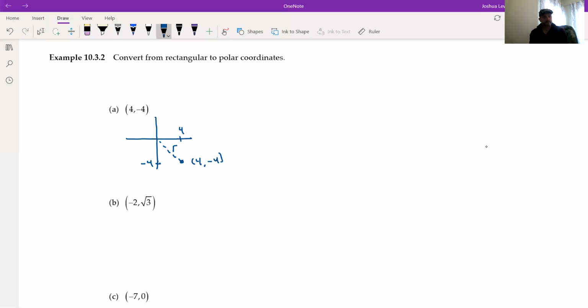There's my radius. And if I want, do a positive theta, there's my theta, okay? Well, let's look at the radius. X squared plus y squared equals r squared. So we're going to get 4 squared plus 4 squared equals r squared. And so 32 is equal to r squared. So our radius is going to be 4 square root of 2.